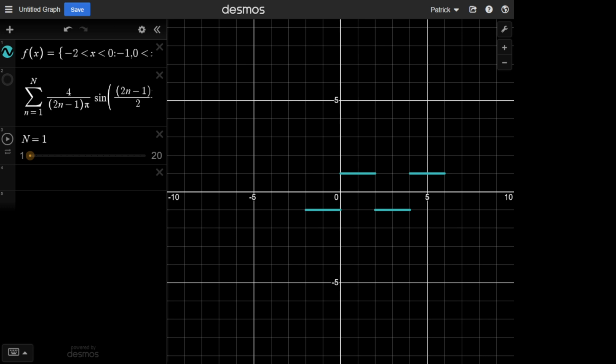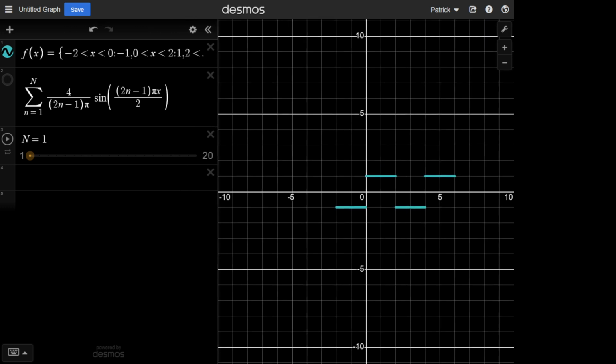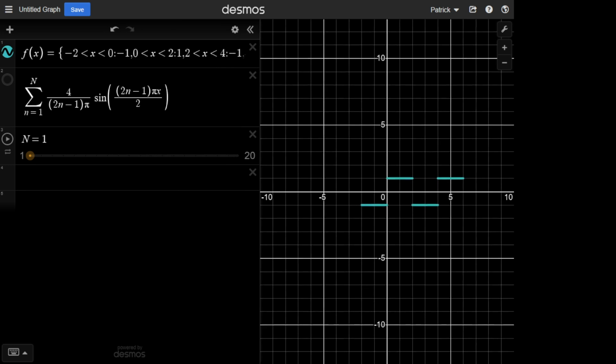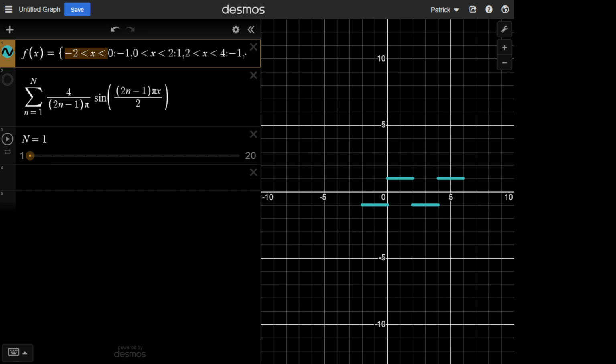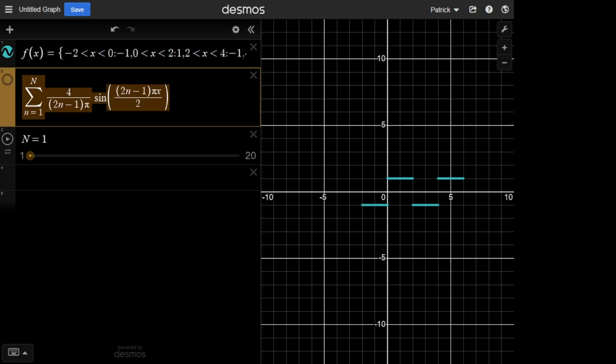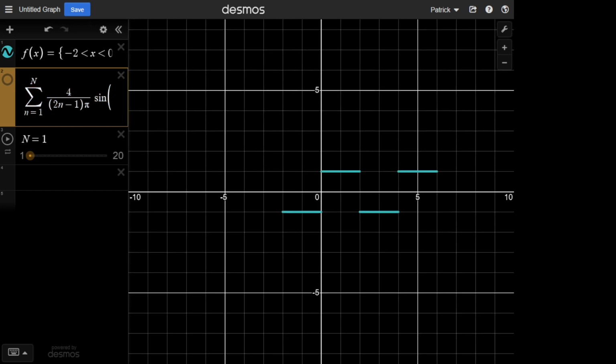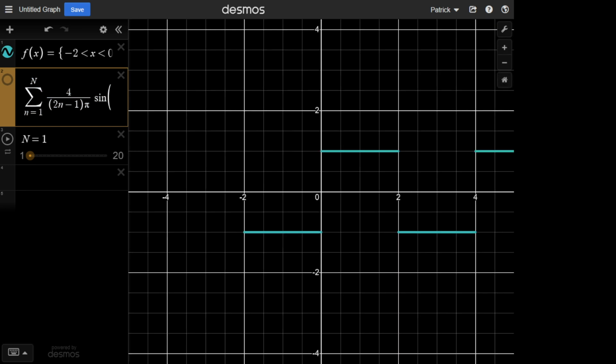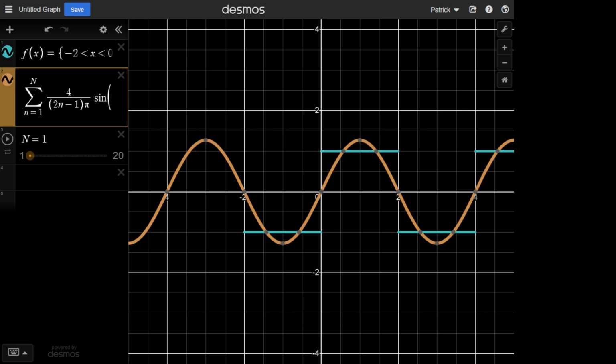That's okay. But you can see if you look over here on the left-hand side that I've set up my function. From -2 to 0, it's -1. From 0 to 2, it's +1. And then I put in one more cycle just to get a little bit more there. And then I've put in my summation with a stopping point of capital N that I have on this control arm. Let's shrink that down so we can actually see the graph a little bit more. And let's turn on that graph.